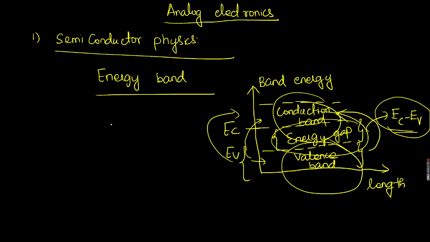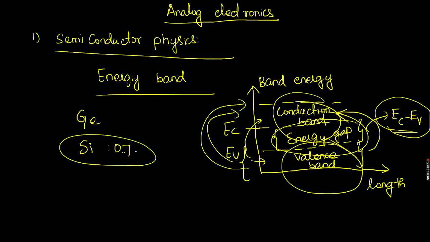In this semiconductor physics, in order to design our analog electronic devices, we are taking two materials. One is germanium and another one is silicon. Now when we are designing with germanium and silicon, in order to go from valency band to conduction band, silicon will demand 0.7 voltage, germanium will demand 0.3 voltage.